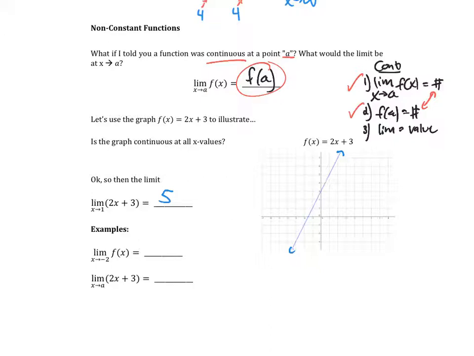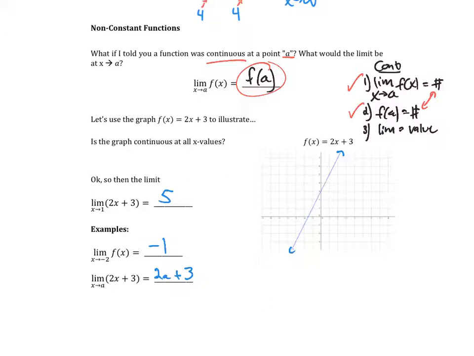The limit as x approaches negative 2 of f of x: if I plug in negative 2, I get negative 1. And then if I plug in a, what's the limit going to be? It's just going to be 2a plus 3. You can just plug in the value. So what I want you to take from this is that to find the limit, if you plug in a value and get an answer, that is going to be your limit value.